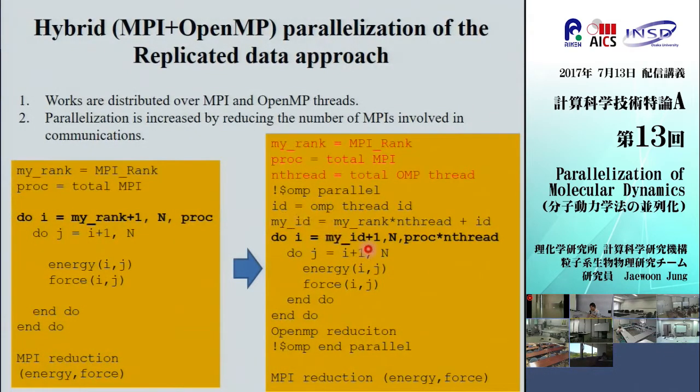So then we distribute this loop according to the MPI length and OpenMP length. And you can skip according to the product of the number of MPI processes and the number of OpenMP threads. In this way, you can reduce the computational work. And after finishing OpenMP, we need the same kind of reduction among MPI processors.